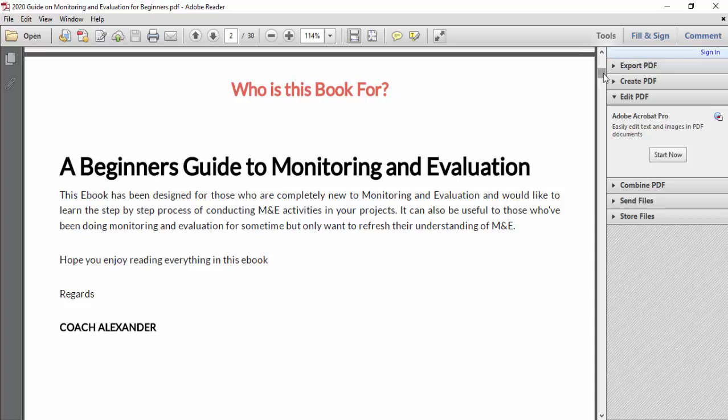So this ebook has been designed for those who are completely new to monitoring and evaluation. All right. And it provides a step-by-step process of how to do M&E activities. When I first started out as an M&E professional, I didn't have a clue of how it was done. Of course, you could do a lot of reading, but in practice, it's a whole different story. And a lot of times I get this from different friends of mine that indeed they've done a lot of reading, they probably went through training, but they don't know how to do it practically. So this book is giving you that practical edge to things.